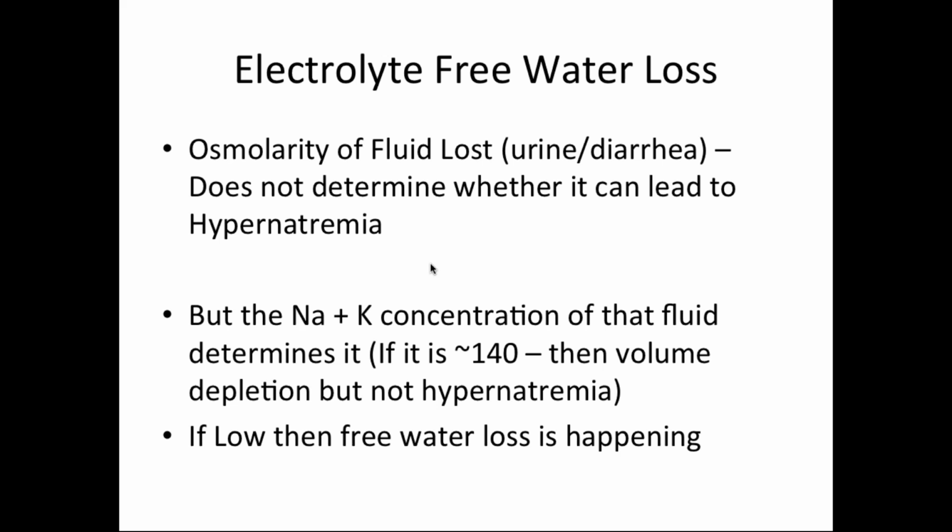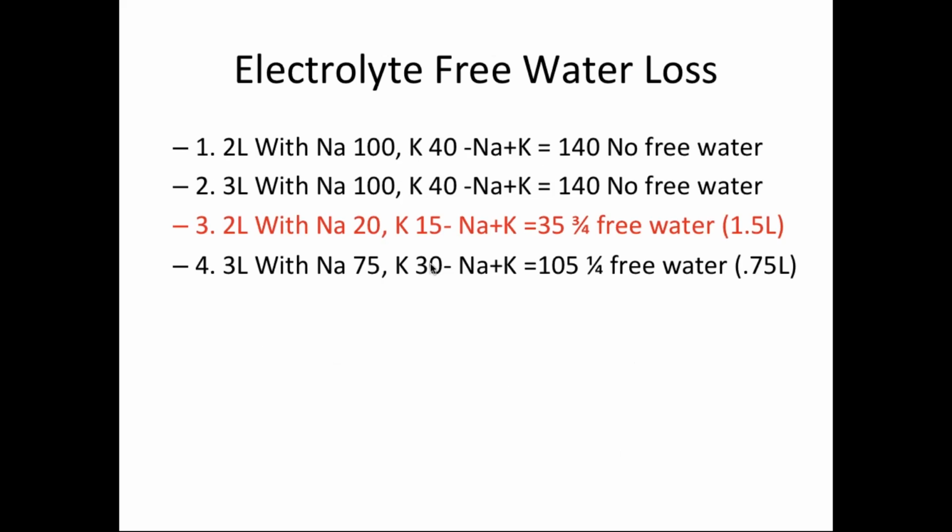If the sodium and potassium concentration in the fluid that you're losing is low, then free water loss is happening, and you can become hypernatremic if you cannot replace that water by drinking water. Similarly, when we give fluids to a person, if the sodium plus potassium concentration is around 140, then you're not giving any free water to that person. So if someone is getting potassium in addition to sodium, you will need to assess whether you're actually giving them free water by seeing whether it is close to 140 or whether it is low. If the sodium plus potassium is low, then you are giving some free water to that person.